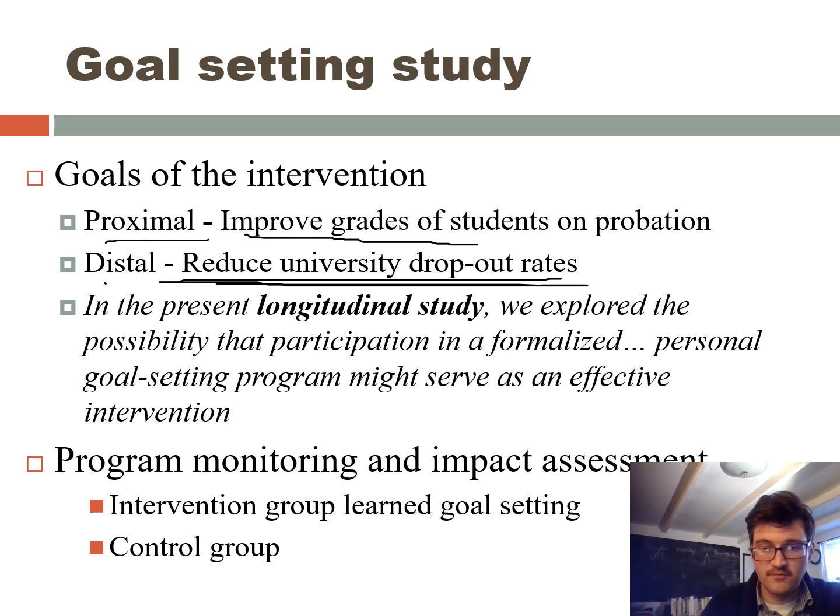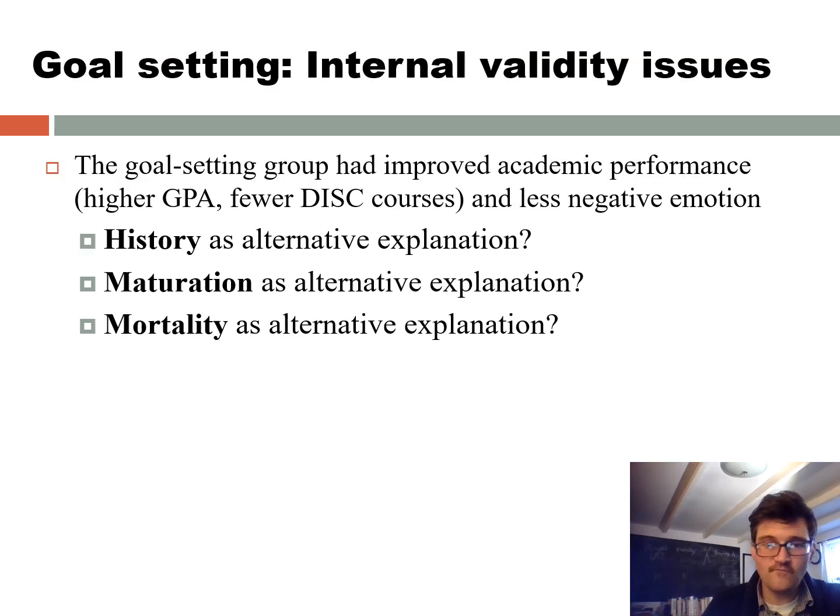The intervention group learned goal setting, and the control group did not. Again, those procedures were implemented by people on the experimental team, and therefore they presumably complied with the study protocols pretty closely. Goal setting internal validity issues. The high goal setting group had improved academic performance, higher GPA, fewer discontinued courses, and less negative emotion.